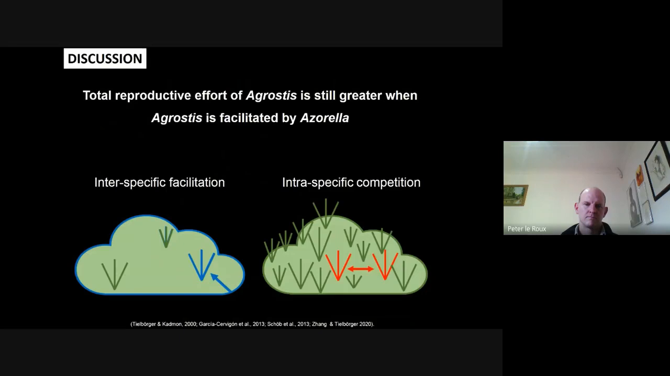Our third key finding then was that despite the negative effect of intraspecific density on the proportion of reproductive agrostis individuals, the total reproductive effort of agrostis was significantly greater on Azorella than on the adjacent substrate. Therefore, even though high intraspecific agrostis densities due to interspecific facilitation resulted in a lower proportion of individuals being reproductive at high densities, the total reproductive effort of agrostis was still greater when agrostis was facilitated by Azorella.